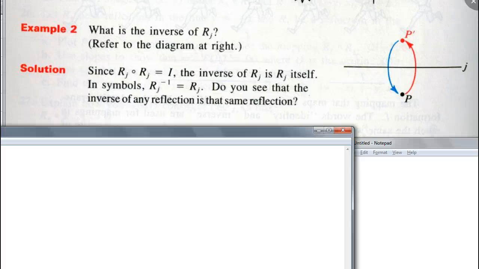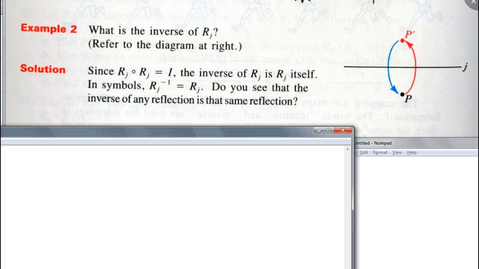In symbols, the reflection over line J to the negative first power is equal to the reflection over line J. Do you see that the inverse of any reflection is that same reflection? Does that make sense? So whenever we have something to the negative 1 power, we mean the inverse of that. In this case, the inverse of this mapping was itself, the same thing. So that's kind of interesting. All right, any question?